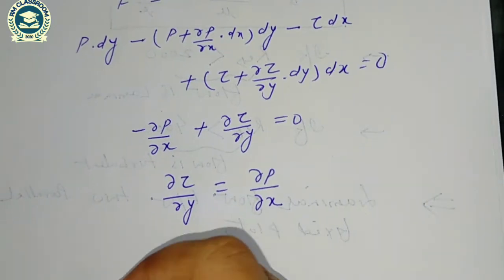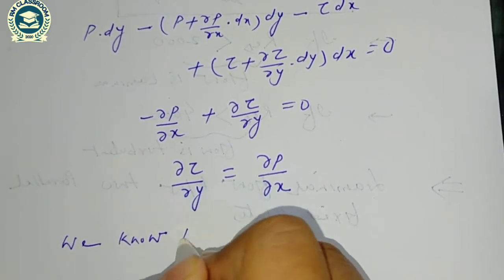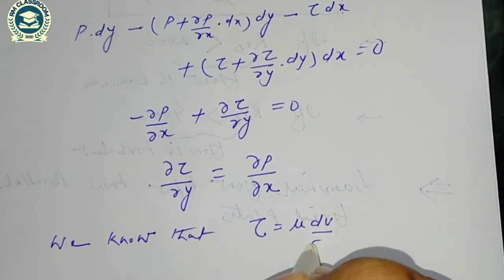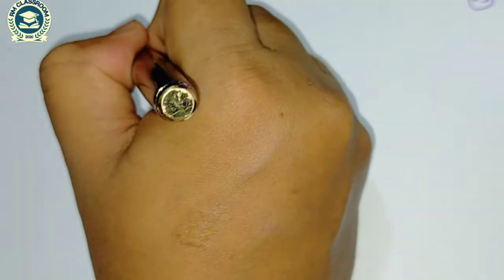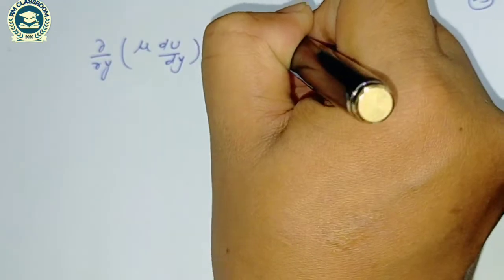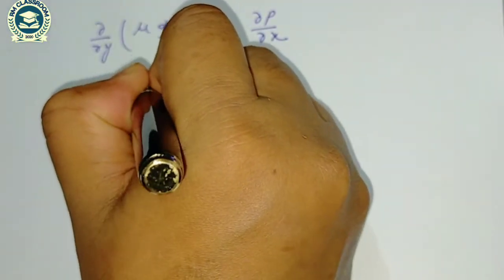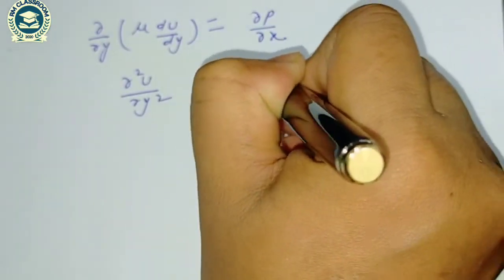And if I put the value of shear stress, we know that shear stress is equal to mu du by dy. So if I put the value of shear stress in the equation, the equation will look like del by del y into (mu du by dy) is equal to del P by del x, or we can write del 2u by del y square is equal to 1 by mu into del P by del x.